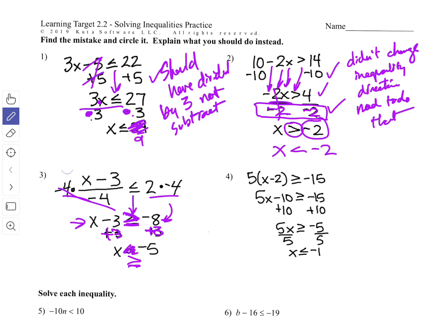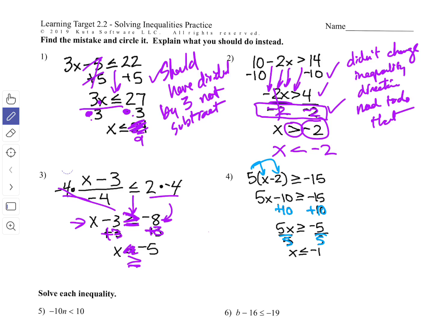Okay, number 4. So we start by distribution. 5 times x is 5x. 5 times negative 2 is negative 10, greater than or equal to negative 15. Add 10 to both sides. That is also correct. Negative 15 plus 10 is negative 5. Divide by 5, and we get negative 1.